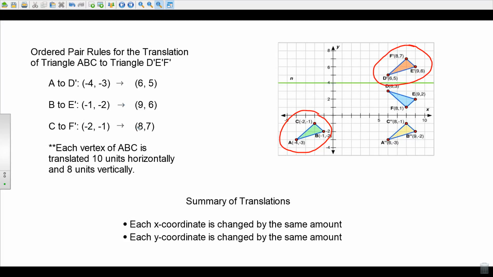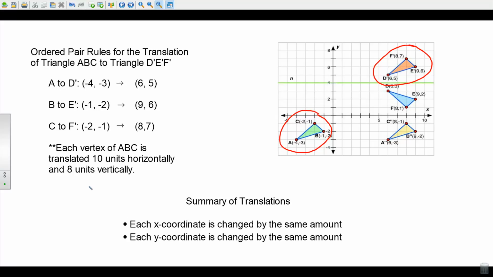And then the y coordinates translated 8 units vertically. So every single y coordinate up by 8. So add 8. -3 plus 8 is 5. -2 plus 8 is 6. -1 plus 8 is 7. So each vertex moved the same amount horizontally, 10 units, and then the same amount vertically, 8 units.